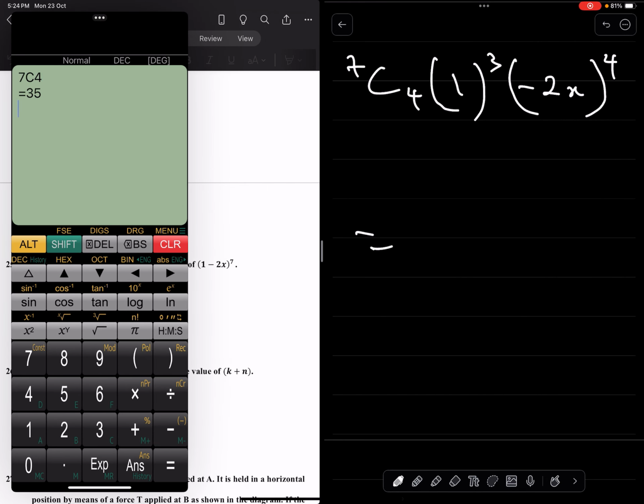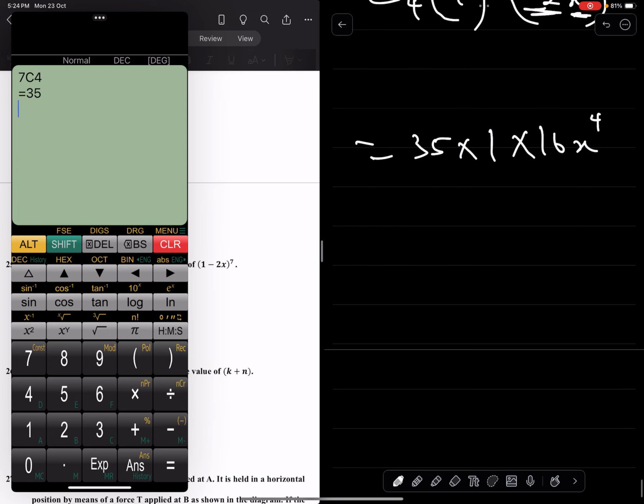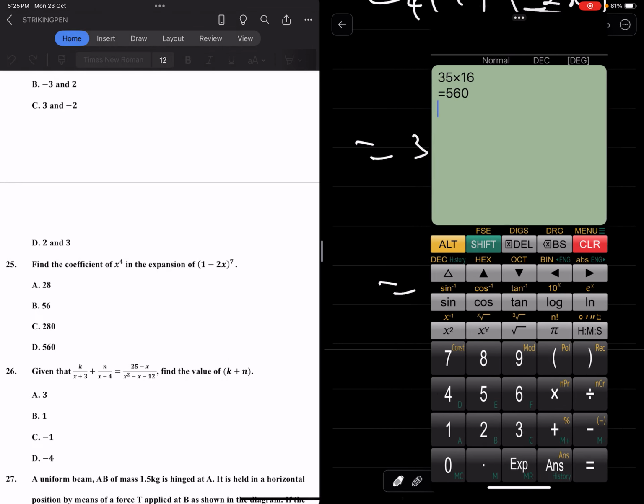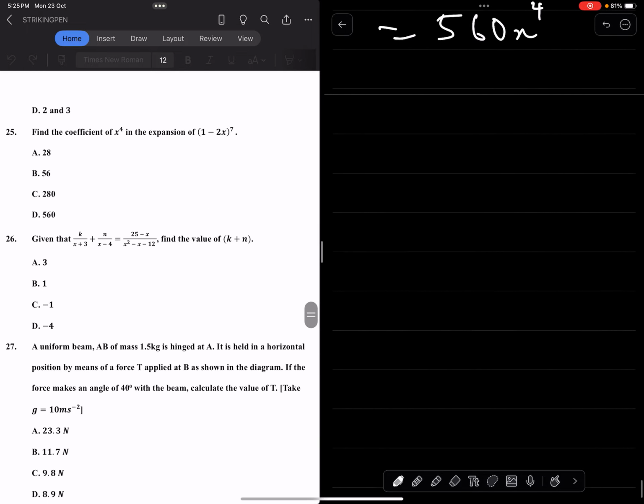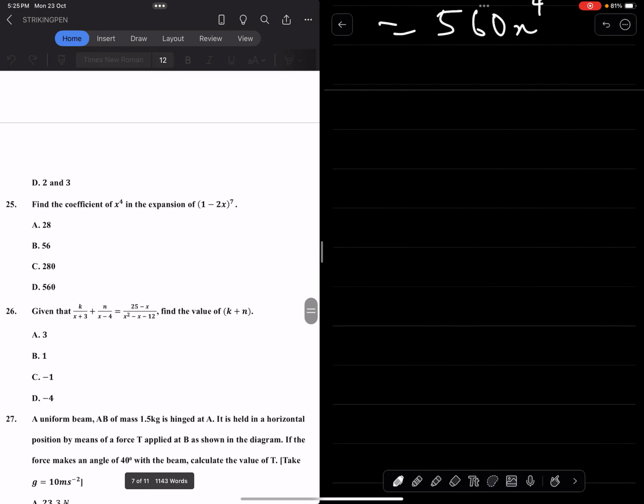7c4, that's 35, times 1 raised to the power 3 is 1, times minus 2 raised to the power 4 is 16, and the fourth power of x is x raised to the power 4. That's equal to, what's 35 times 16? That's 560. So that's equal to 560x raised to the power 4. So the coefficient of x raised to the power 4 is 560, and the correct option is D.